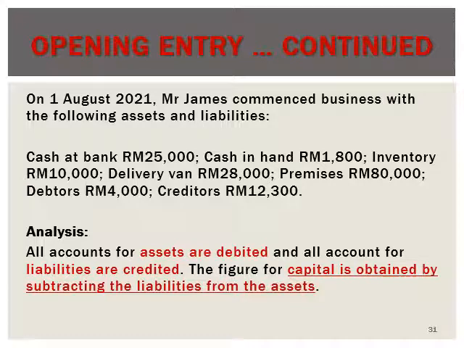For example, on 1st August, Mr. James commenced business with the following assets and liabilities: cash at bank 25,000, cash in hand 1,800, inventory 10,000, delivery van 28,000, premises 80,000, debtors 4,000, and creditors 12,300. So for the analysis, all accounts for assets are debited and all accounts for liabilities are credited. The figure for capital is obtained by subtracting the liabilities from the assets. These are actually using the accounting equation format.